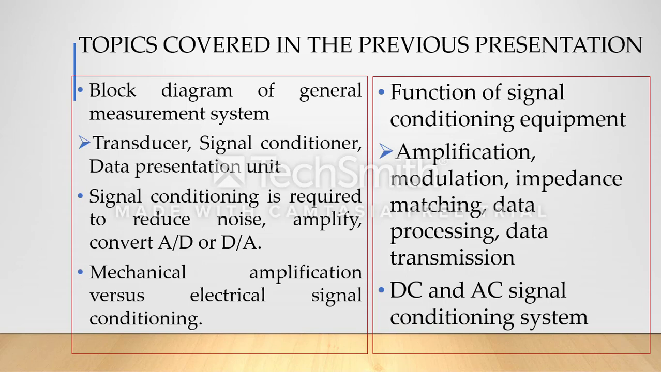Say a transducer, such as a strain gauge, gives an output in terms of millivolts. Then we need to amplify that to get it in terms of volts, and then we have to see whether there are any other noises. Usually low pass filters are used to reduce the noise, or the high frequency noise, in the signal which we are getting.